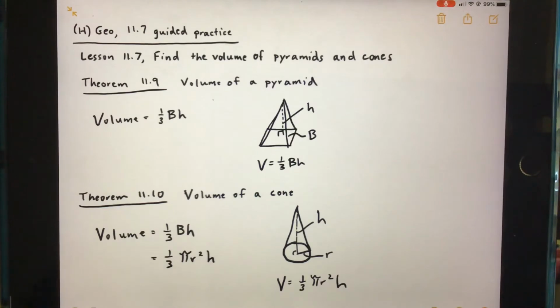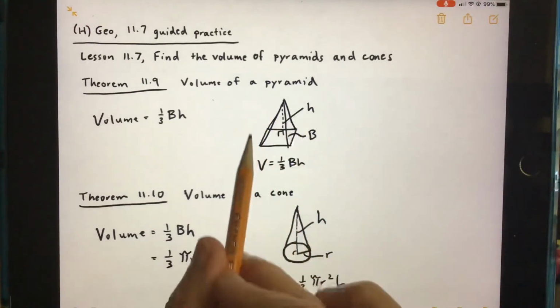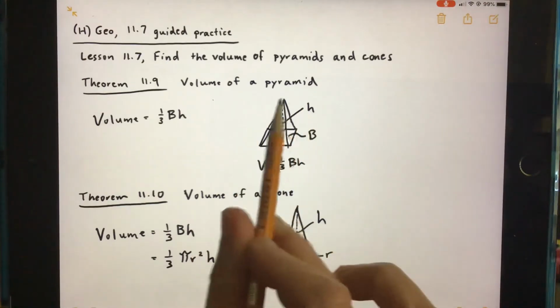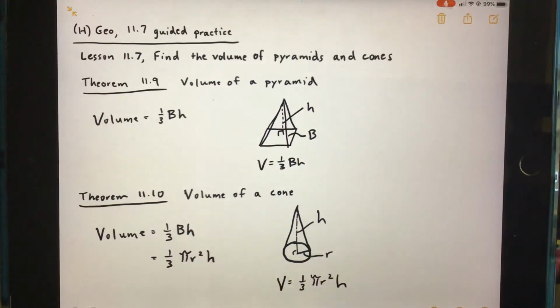Theorem 11.9, volume of a pyramid. Well, the volume of a pyramid will be 1/3 of the base times the height, and you're going to recognize base times height as the formula for the volume of a prism. Basically what's happened is, if you can imagine, we've taken a rectangular prism, put it into a very large pencil sharpener, and we're going to sharpen it down to a point here. And it turns out there'll be 1/3 of the volume of that rectangular prism left.